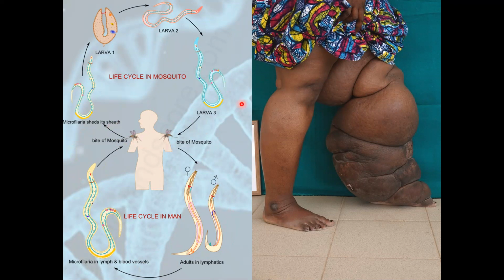This is the cycle of filarial worm, which is also called as Wuchereria bancrofti or Wuchereria malayi. How to prevent this? We should prevent mosquitoes for this. If there are no mosquitoes, this disease will not be spread.